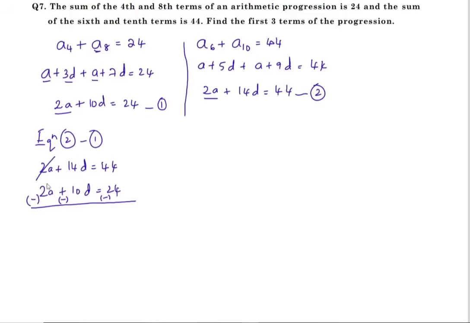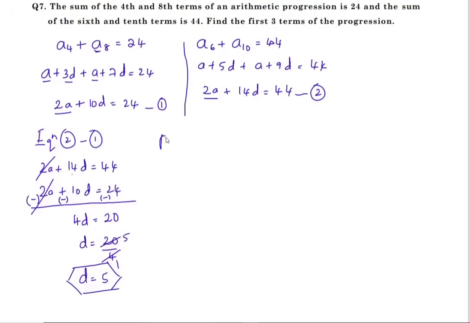Now 2A minus 2A will cancel out. 14D minus 10D is 4D, equals 44 minus 24 is 20. Now D equals 20 by 4. D equals, 4 ones are 4, 4 fives are 20. Therefore D equals 5. I got the value of D. Now what should I find out? I should find out the value of A.